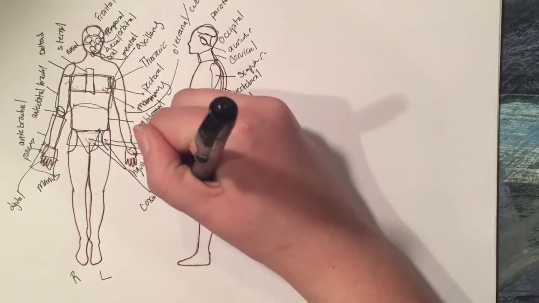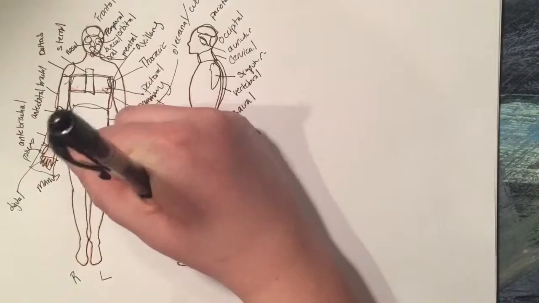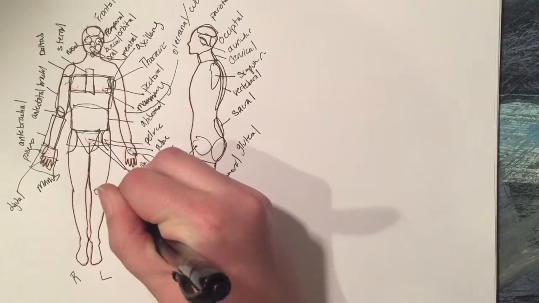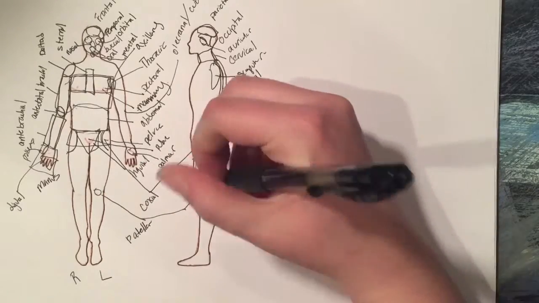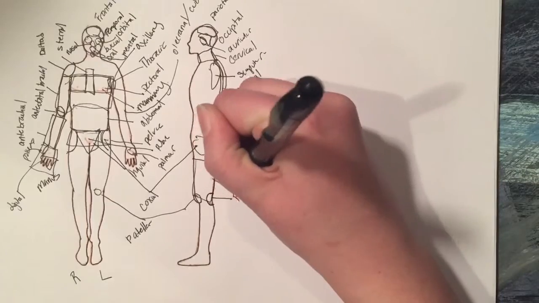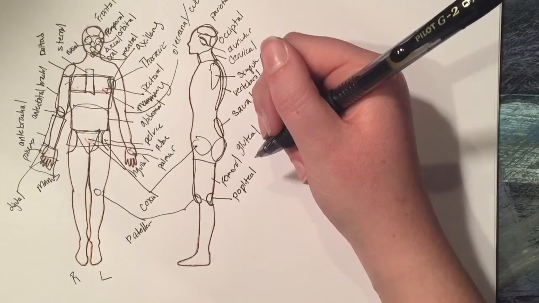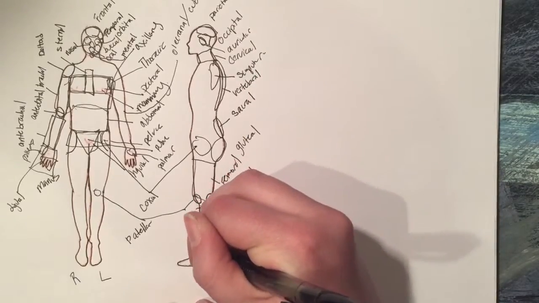Patellar is your knee, where your patella is. The back of your knee is your popliteal region, which is fun to say. Your crural is the front of your leg or your shin.